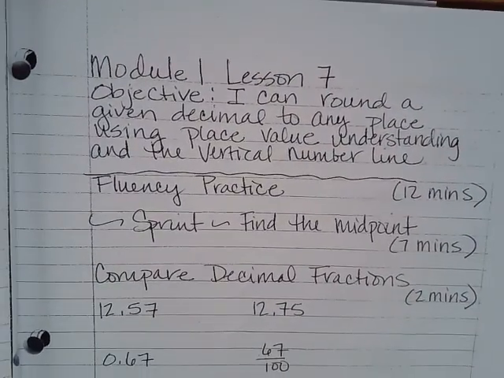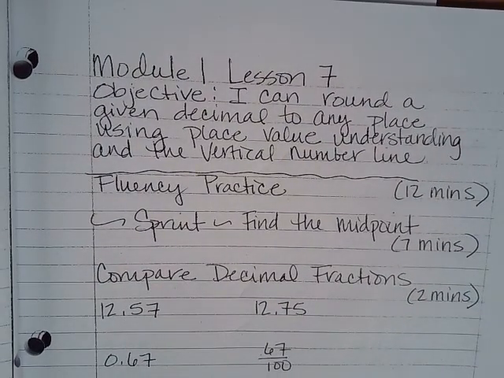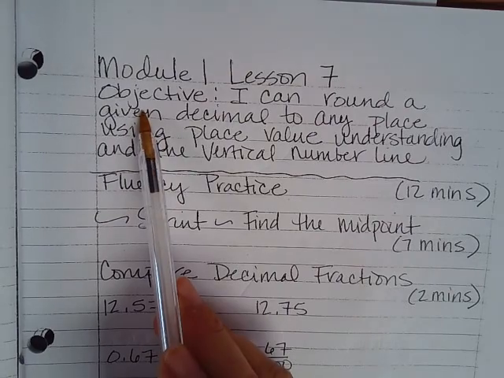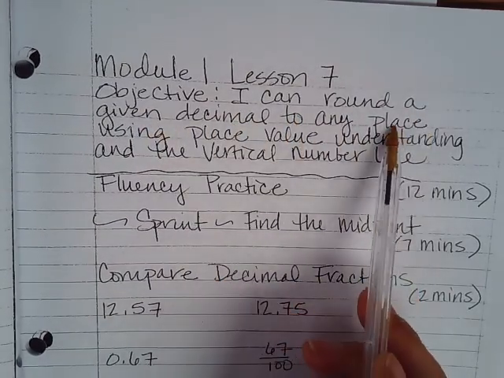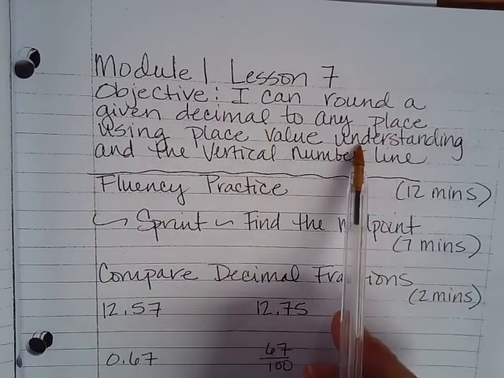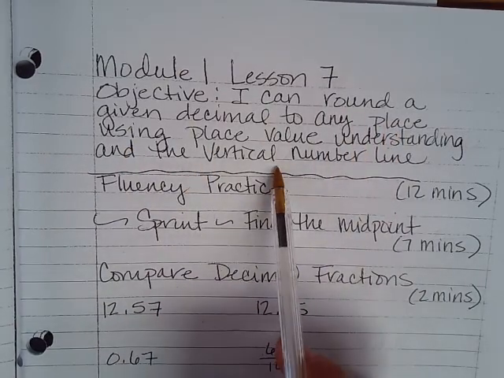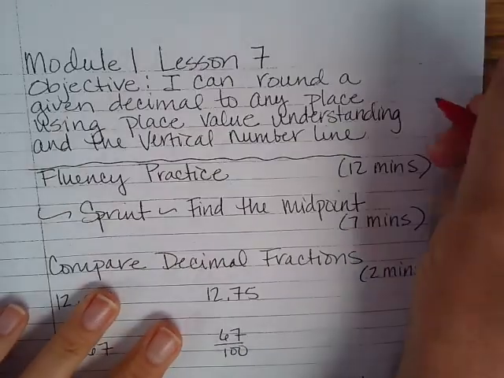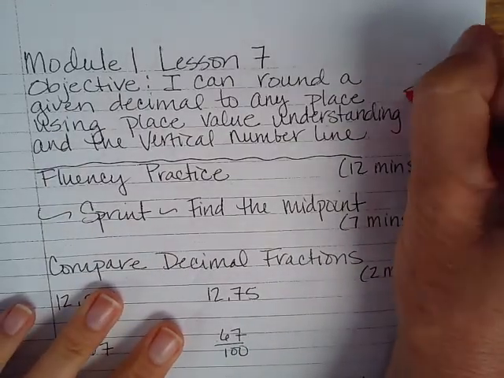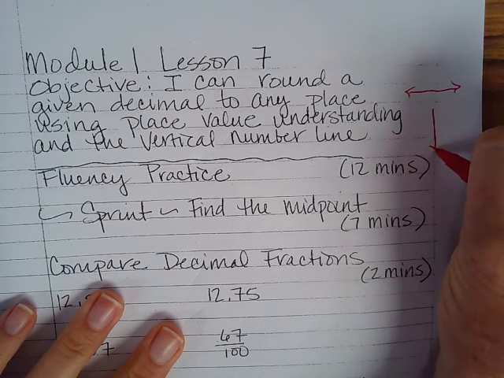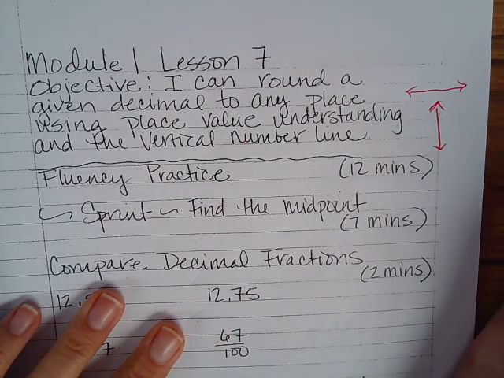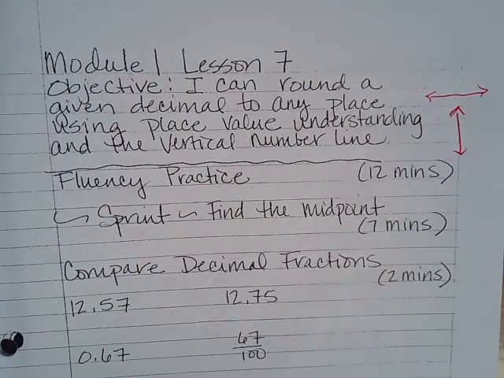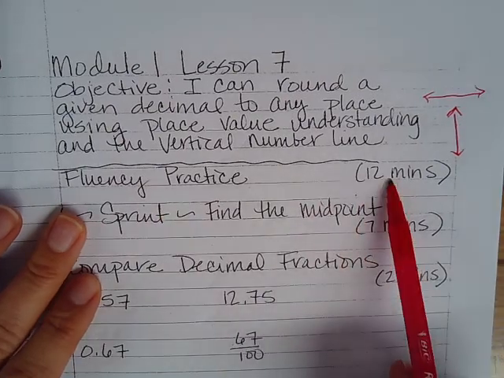All right, this is EngageNY Module 1, Lesson 7. Today's objective is: I can round a given decimal to any place using place value understanding and the vertical number line. So instead of the number line we typically use, in this lesson we're going to use a number line in the vertical placement.